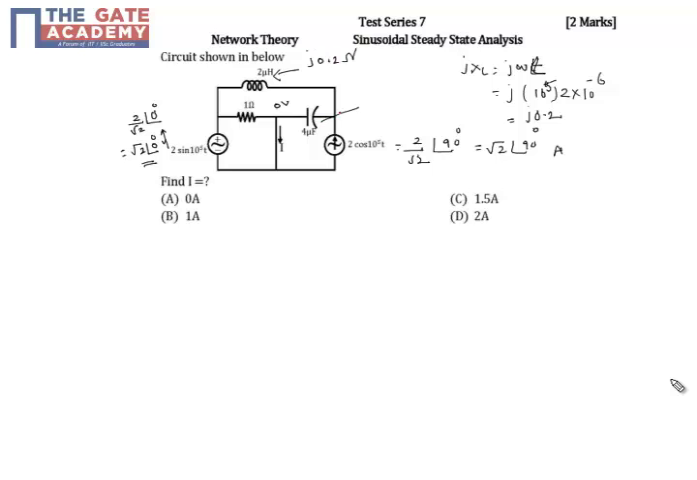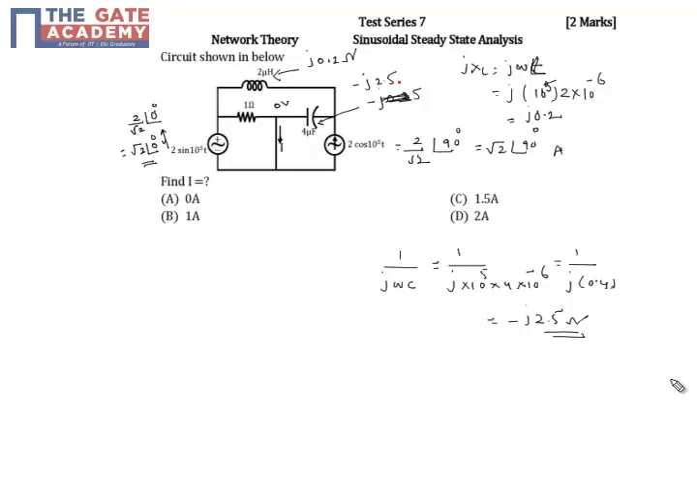Similarly, for the capacitor, the impedance is 1 by j omega C. So 1 by j into 10 power 5 into 4 into 10 power minus 6. This is 1 by j into 0.4, so this is minus j 2.5. So this is minus j 2.5 ohms.